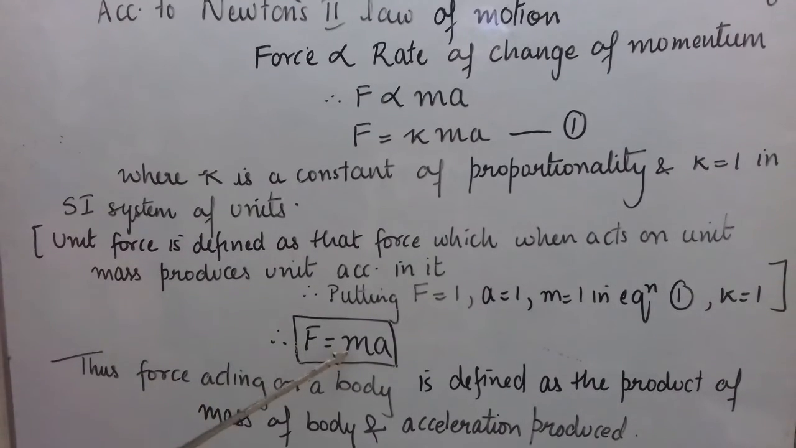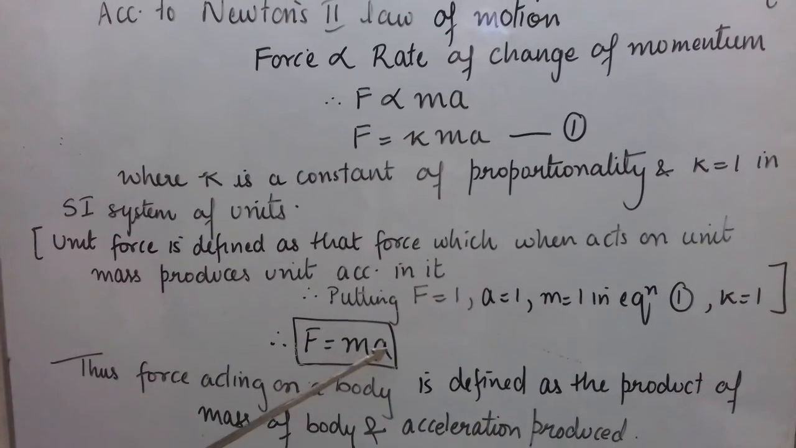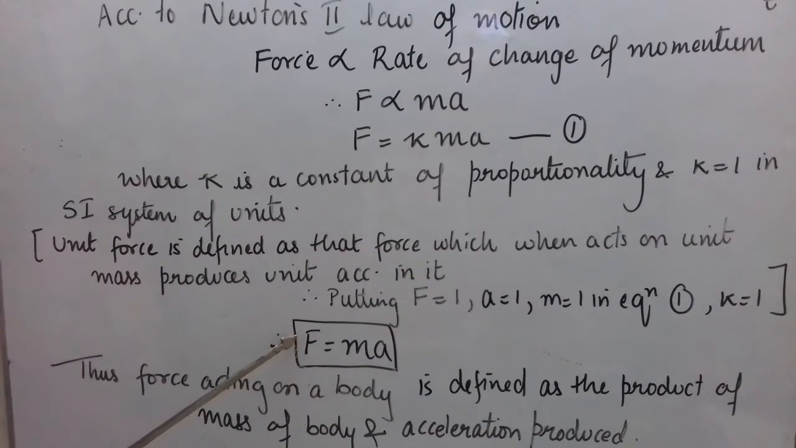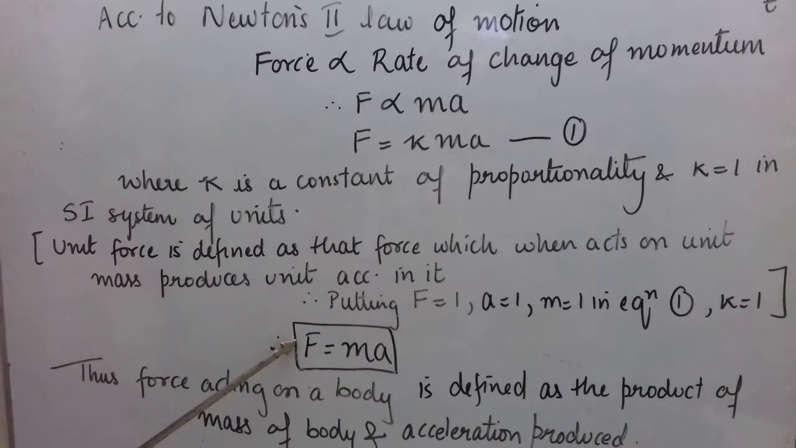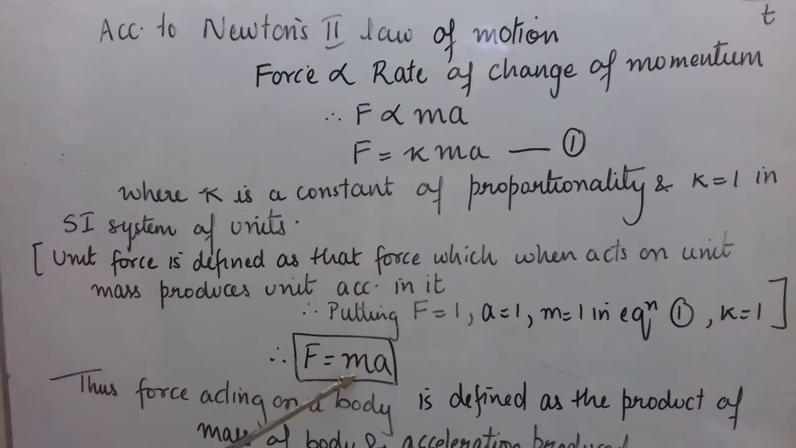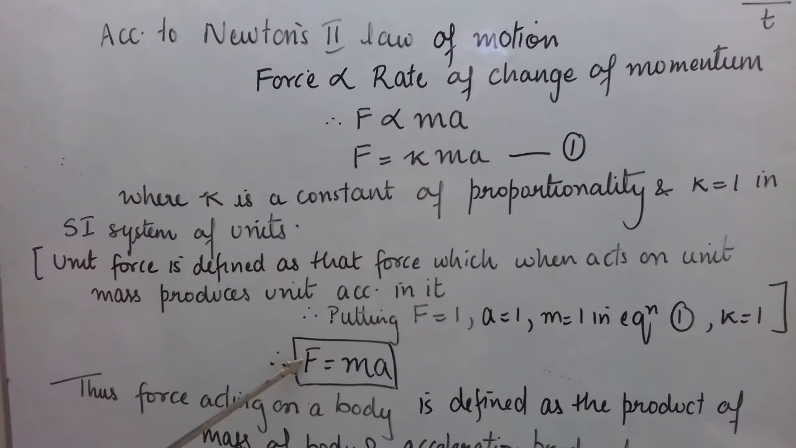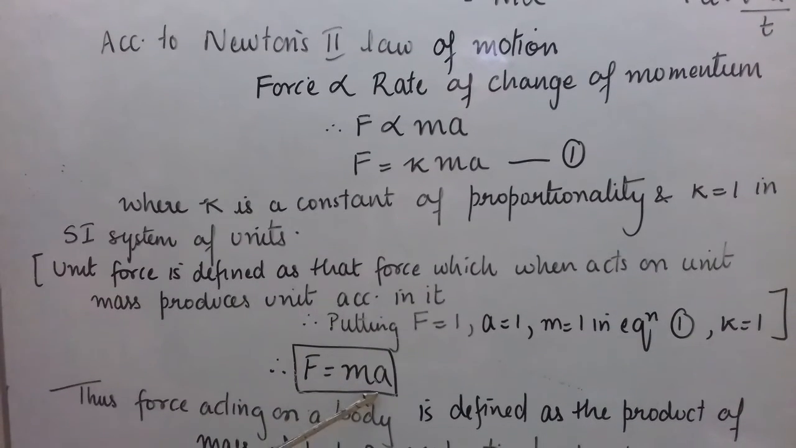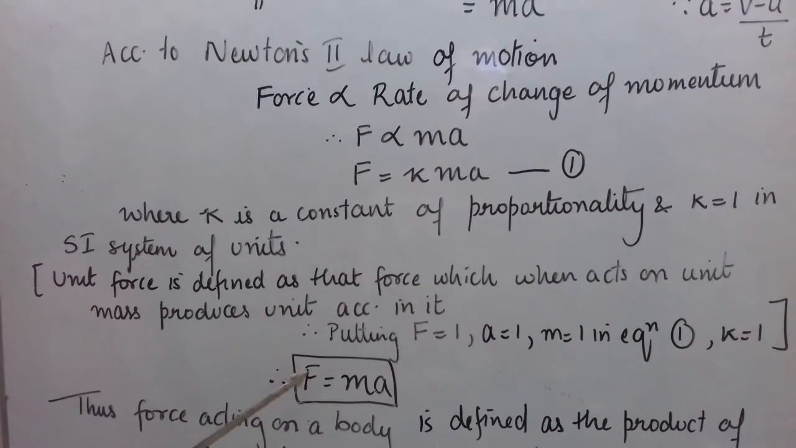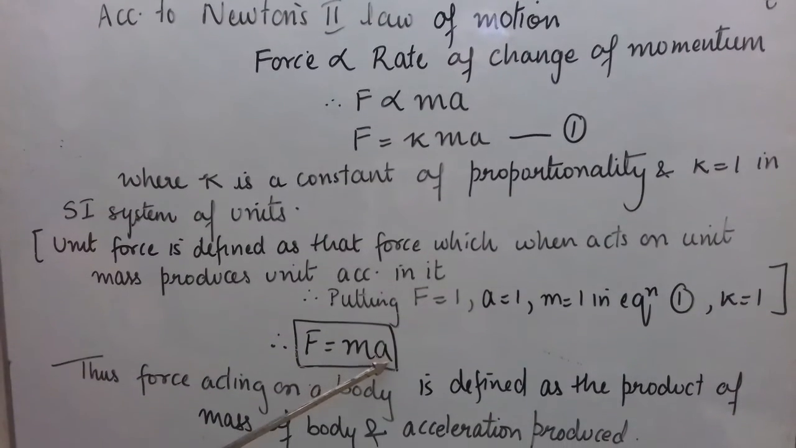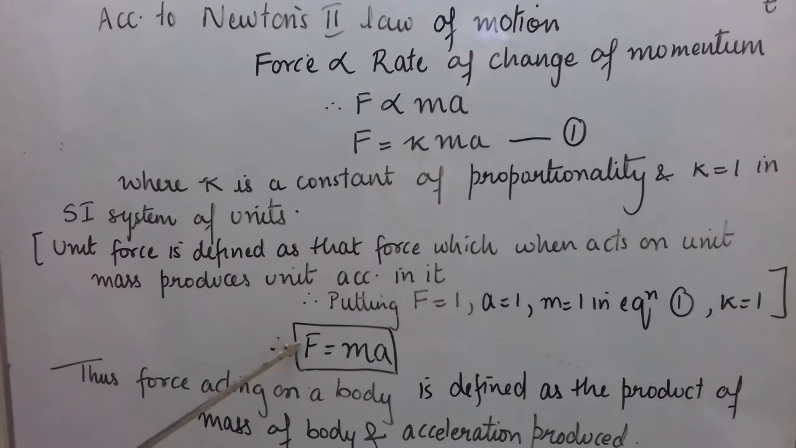Now, mass is a scalar quantity, acceleration is a vector quantity. So remember that force is also a vector quantity. Force and acceleration both are vectors and mass is a scalar, which is always positive. It means force and acceleration always have the same direction. So remember that whenever a force acts on a body, the acceleration produced is always in the direction of the force applied.